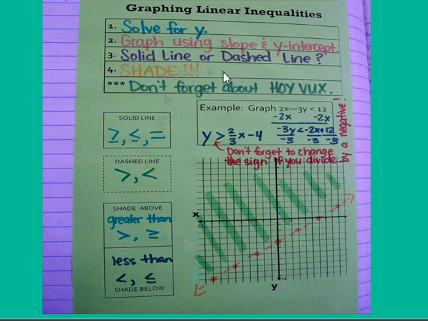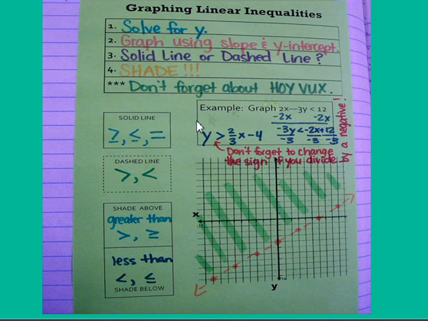Also, shading. You need to shade based on what your answer is. So if you're getting a greater than or greater than or equal to, you shade up. If it's less than or less than or equal to, you would shade below.